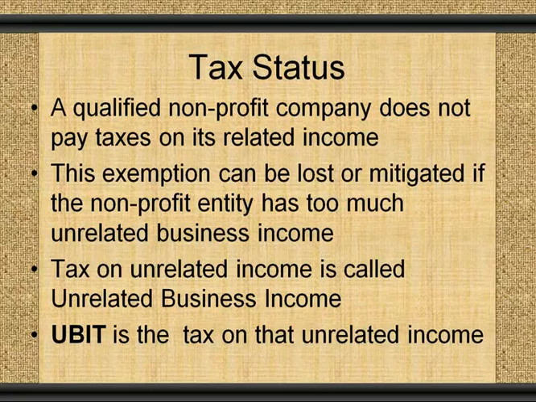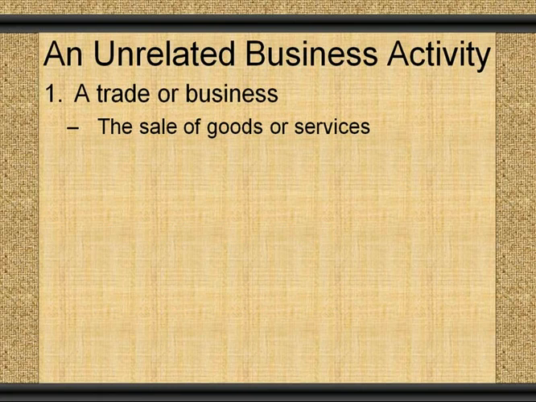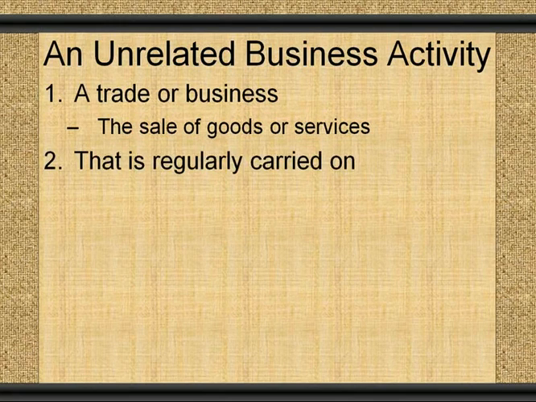A qualified nonprofit does not pay taxes on its related income, but tax on unrelated income is called unrelated business income tax, and it's called UBIT. It's the tax on that unrelated business. So what is an unrelated business? Well, unrelated business is a trade or business. That means something is being sold, goods or services, that is regularly carried on.